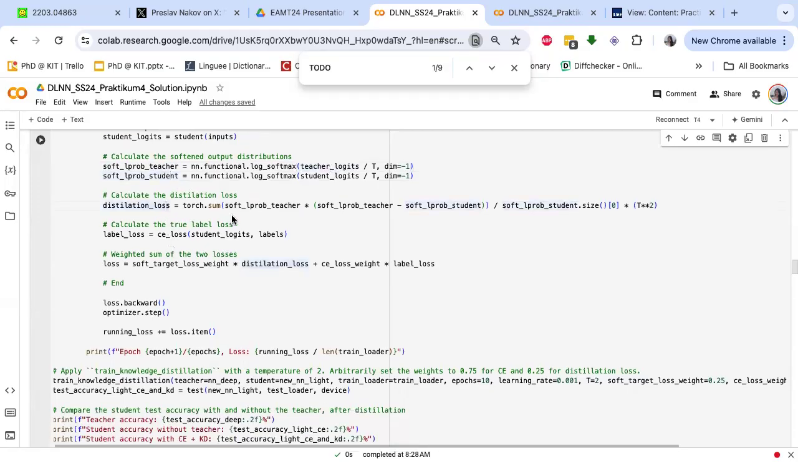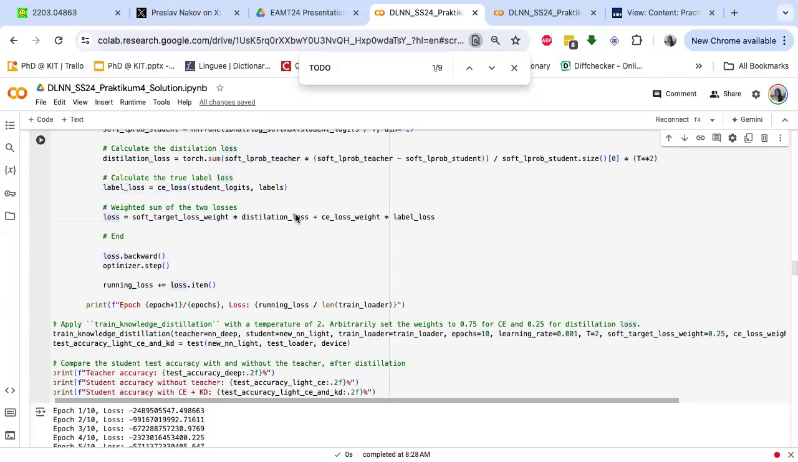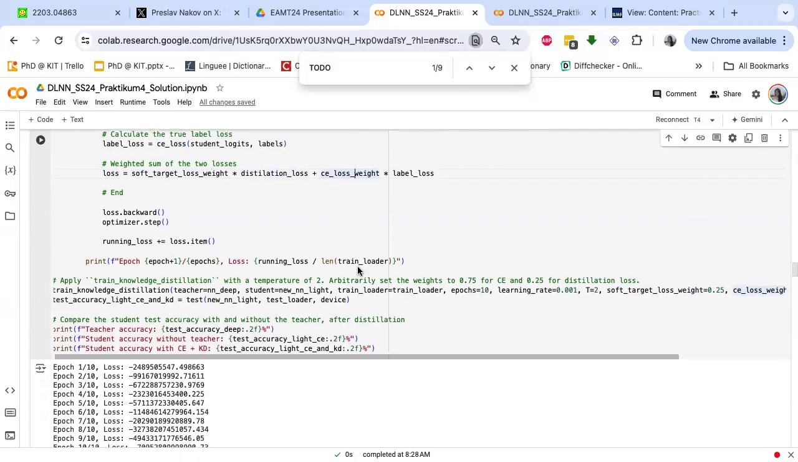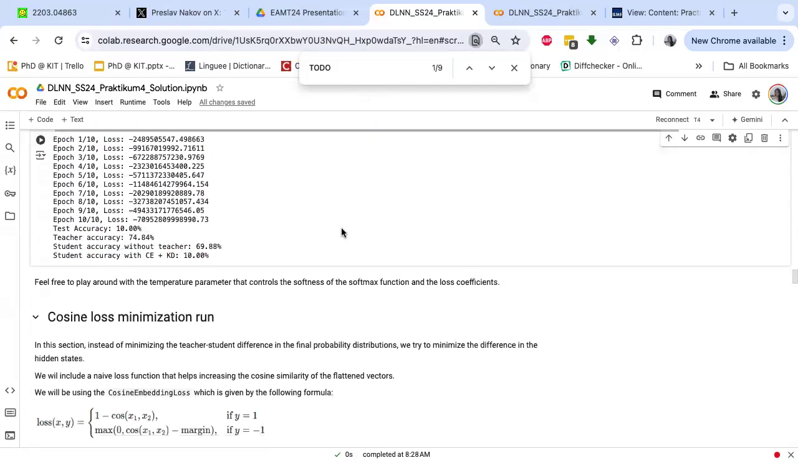And then come to the part of calculating the distillation loss. So this is just the formula that we have seen before written out. Because this is log probability, we can do subtraction instead of log and then division like we've seen before. In theory, it's the same thing. And then we calculate the actual loss from the main classification task. Then we calculate this weighted sum of the two losses depending on your predefined two weights. So that is the first task.